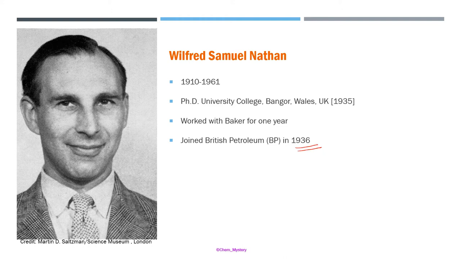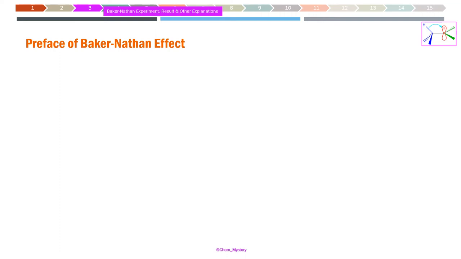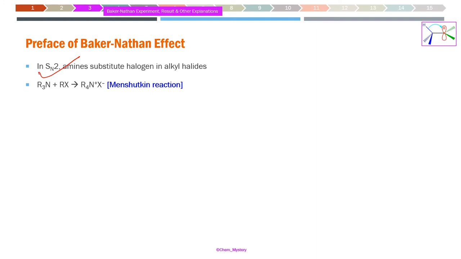Going to the preface for the Baker-Nathan effect, we have that reaction we call the Menshutkin reaction. We remember there is an SN2 reaction. If you react any amine with alkyl halides, we get the substitution reaction, which takes place in SN2 fashion. Also, when we react 3-degree amines with alkyl halides, the tetraalkyl ammonium halides which are formed, we call this the Menshutkin reaction.